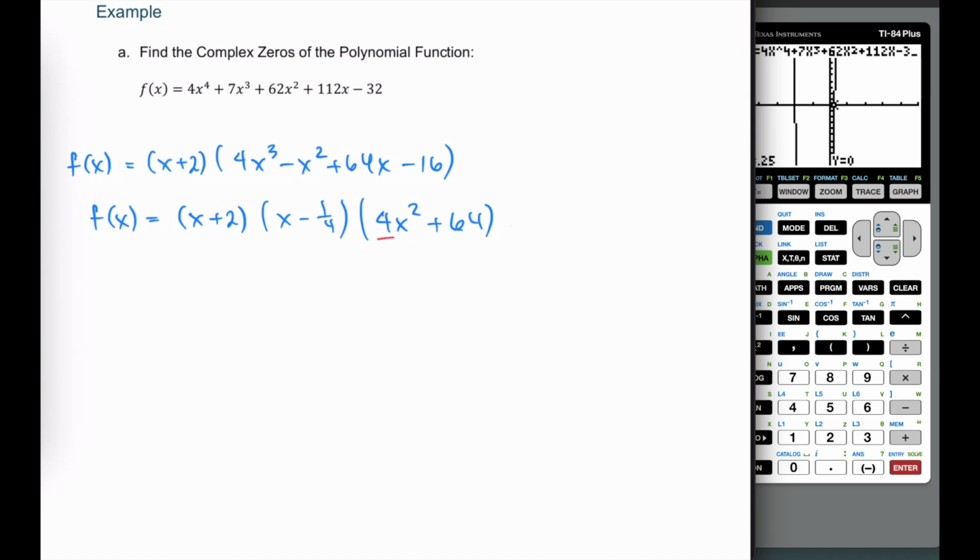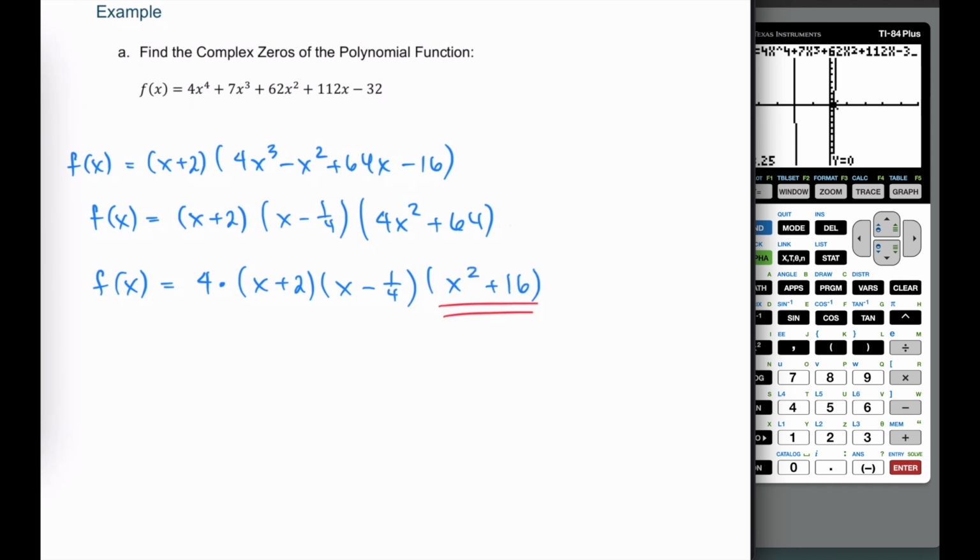In this quadratic factor, we do see that we have a common 4 to both terms. So we can factor out that common 4. So we pull it out of this factor, but I'm actually going to pull it all the way to the front of the polynomial. So we have that common factor of 4 pulled all the way out to the front, x plus 2, x minus 1/4. And when we pulled it out of the quadratic factor, we are left with x squared plus 16.